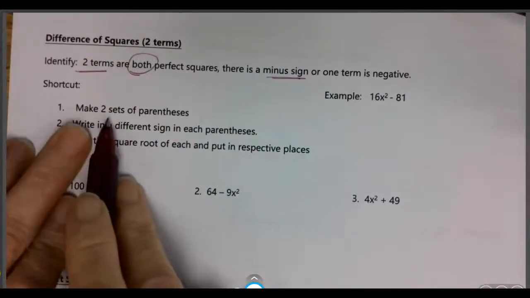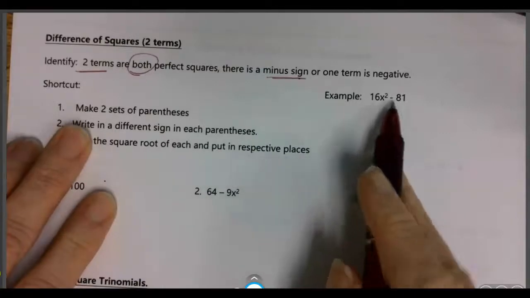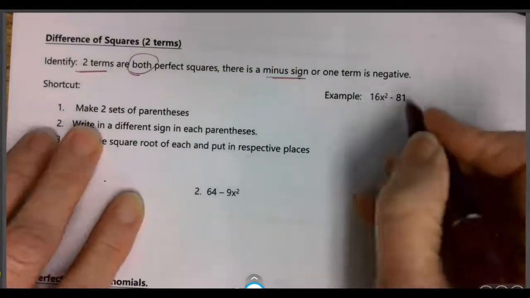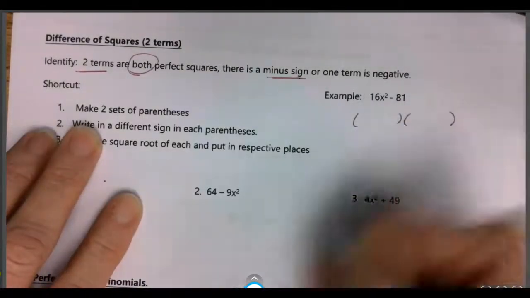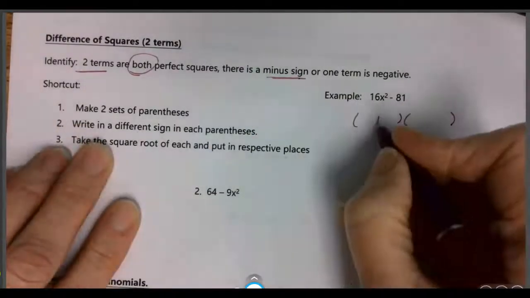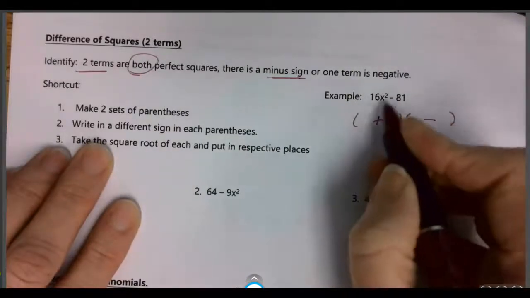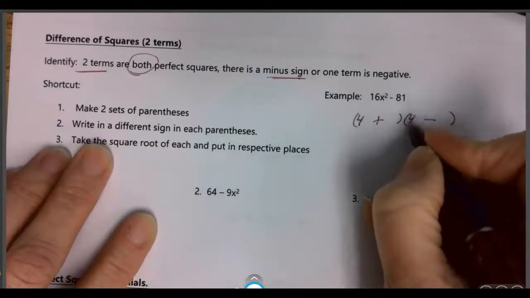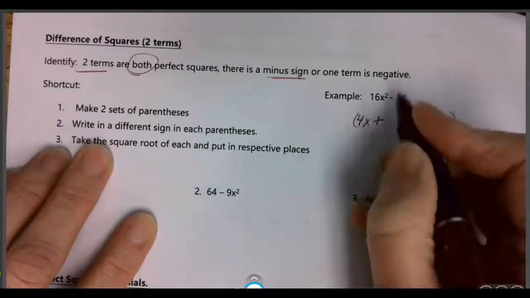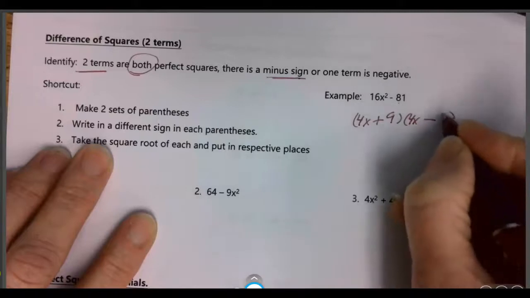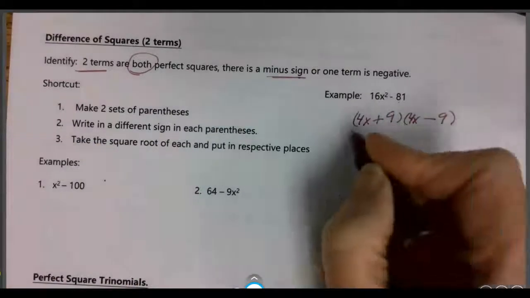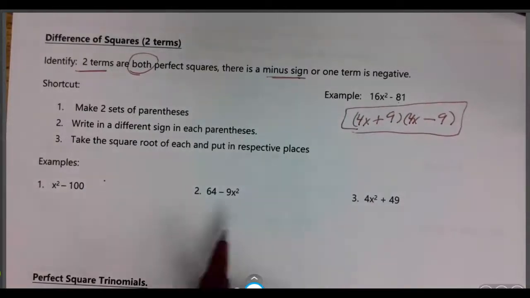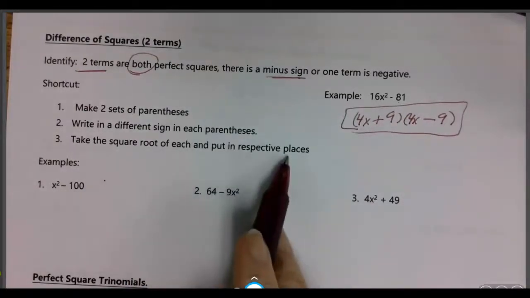So here we go. Really, if I've identified, yep, perfect squares, I have a minus sign. Yay, I can use a shortcut. 2 terms. Make 2 sets of parentheses. Write 2 different signs. Take the square root of the first one. Square root of 16 is 4. Square root of x squared is x. Square root of 81 is 9 and 9. I'm done. Okay, I took the square root of each and put it in respective places.